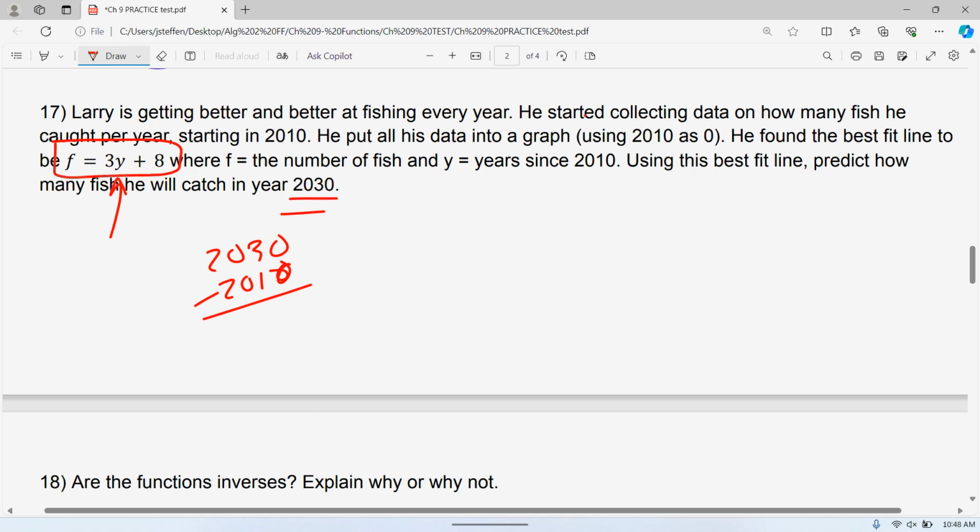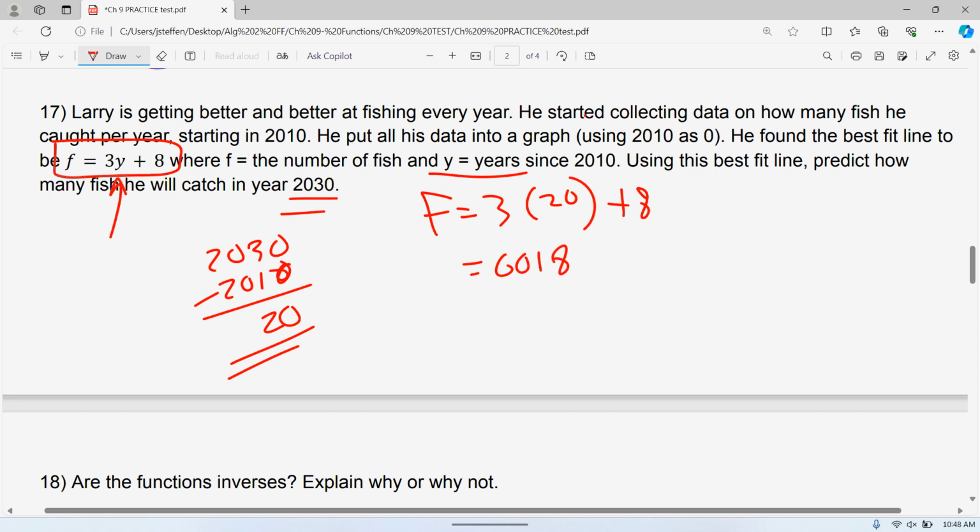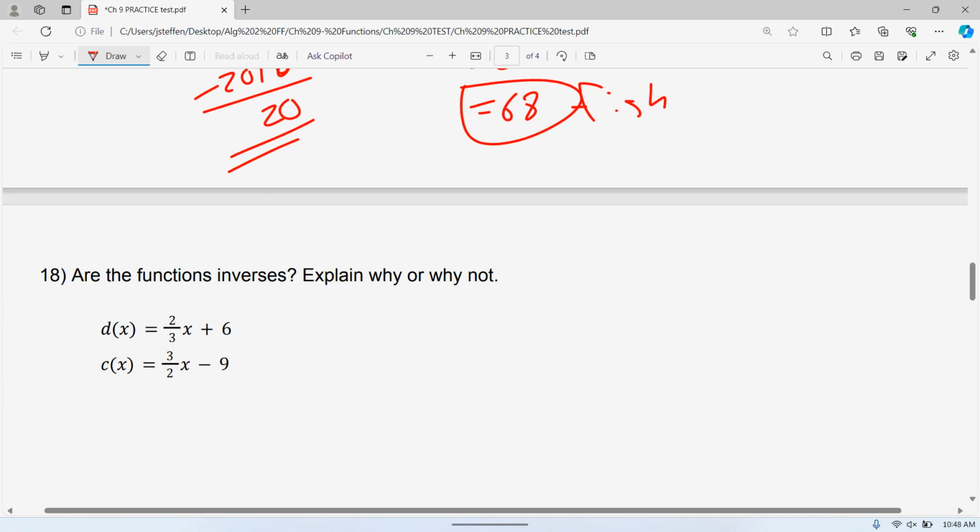How many years since he started collecting? So that is 20. So take that 20, plug that in. That's 20 years. That's why you plug it into y. Plus 8, which is 68 fish. Approximately. Again, that's just a prediction with the best fit line. He could catch more, he could catch less, but if his trend continues, that's approximately how many fish he'll catch. Technically, I should label it fish, but not super nitpicky on that yet.